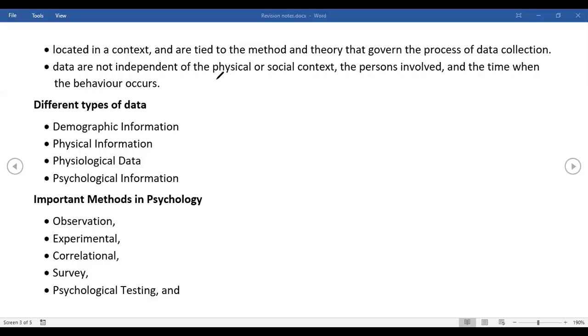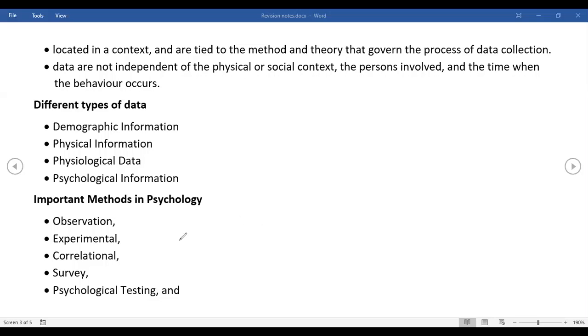Where it is dependent, it is physically a social context. So these are related to demographic and physical information. Persons involved are related to physical information. Time and behavior are related to physiological and psychological information. These are really important points to recollect. That will give you a linkage to memorize this information, and during the exam you can recall it very easily.